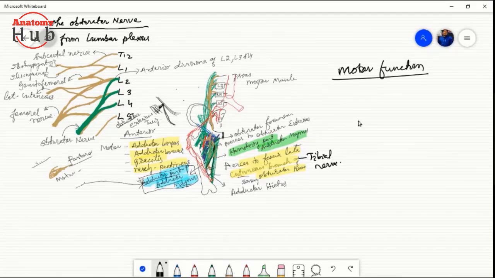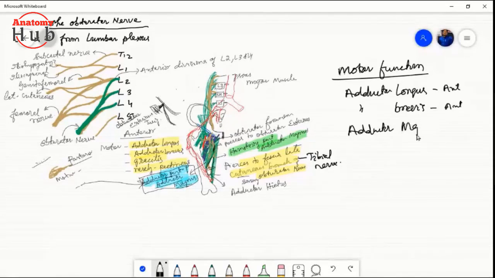All the medial compartment muscles, what are they? They are the adductor longus muscle and the adductor brevis muscle. What is the meaning of brevis? Short muscle, no? Adductor longus means a longer muscle. They are innervated by the anterior division. Adductor brevis also anterior division. Then we'll have the adductor magnus muscle. Please check the spelling.